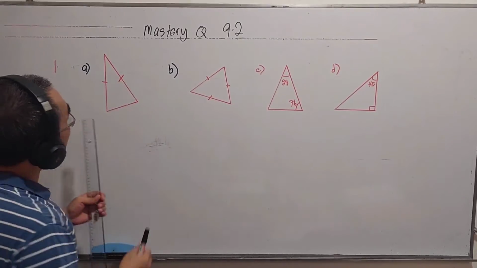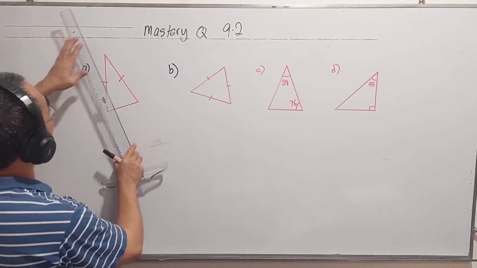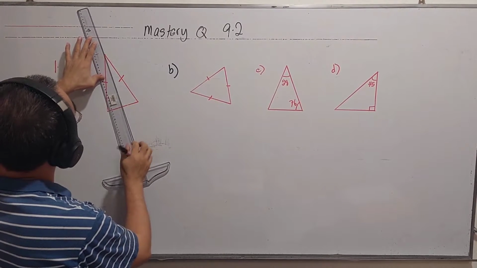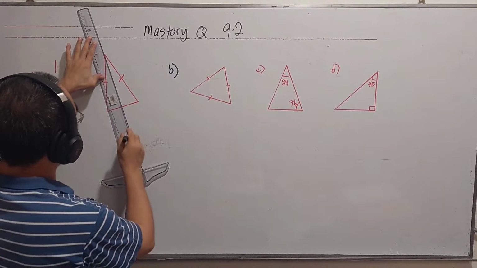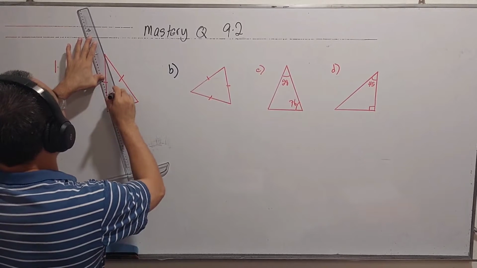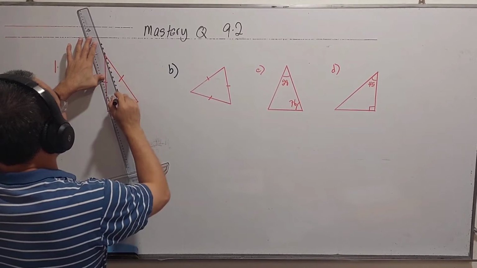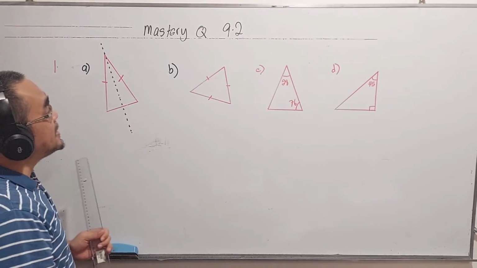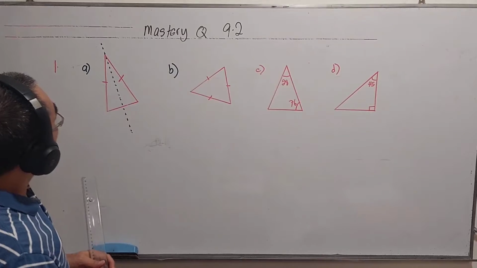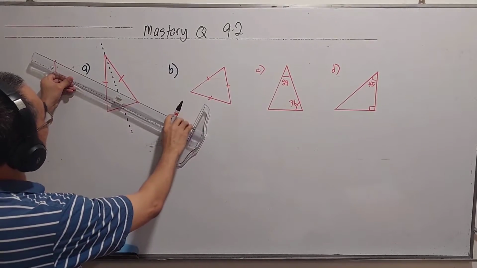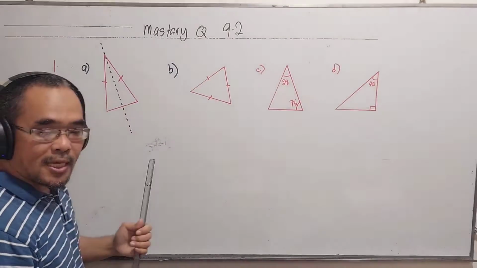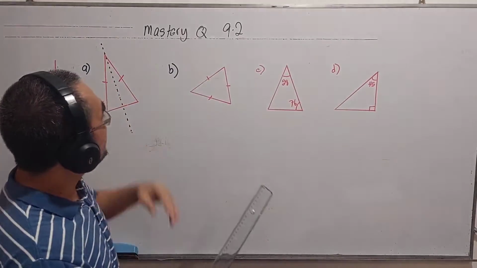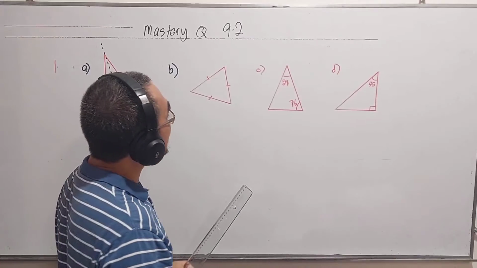Alright, so for this one, there is only one line of symmetry for A, along this one. That is the only line of symmetry, because you cannot cut here, you cannot cut there, because the second condition is not met. Okay, now for B, where is the line of symmetry?